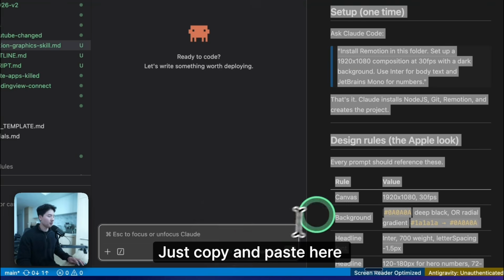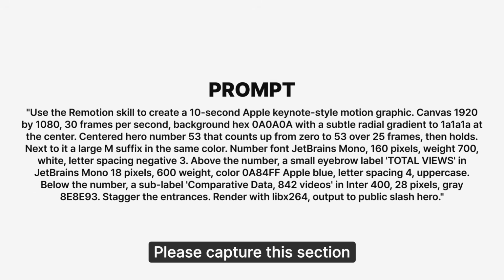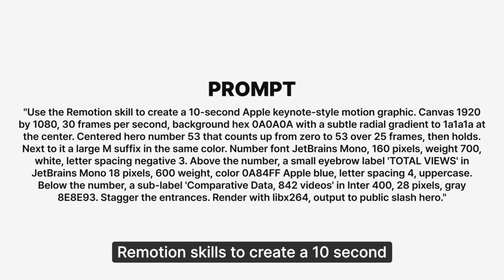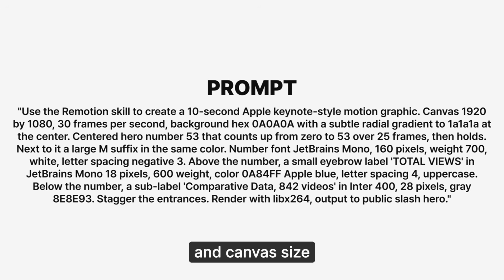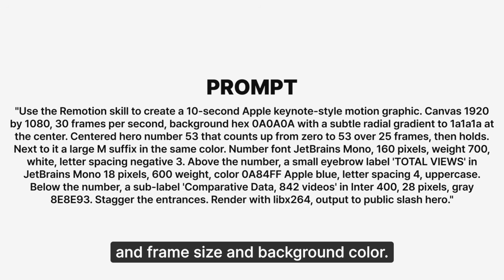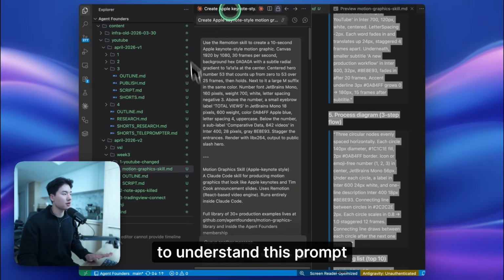If you don't know how to use the skills, this is just simple. Just copy and paste here. And at the top, this is my prompt: Please capture this section, use for your project Remotion skills to create a 10-second Apple Keynote style motion graphic. And canvas size and frame size and background color, everything is inside this prompt. And my skill just helps to understand this prompt.